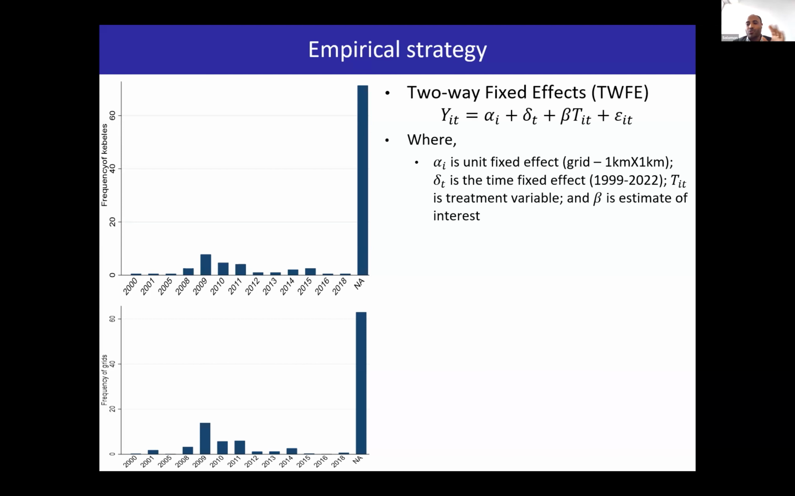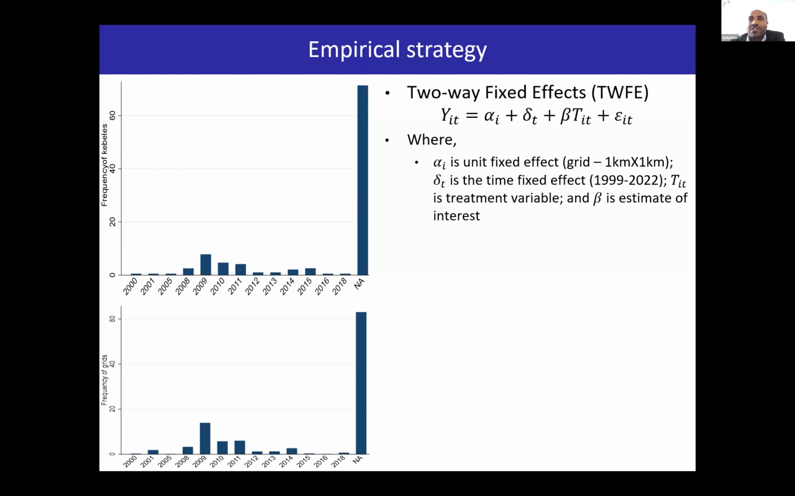I need to mention here that we are not using the pixels as a unit of analysis. For efficiency of the analysis, we created a grid, 1 kilometer by 1 kilometer, to speed up our analysis, because when you use the pixel, the 30 meter by 30 meter, it was taking really a long time. So our unit of analysis is a grid instead of the 30 by 30 pixels.